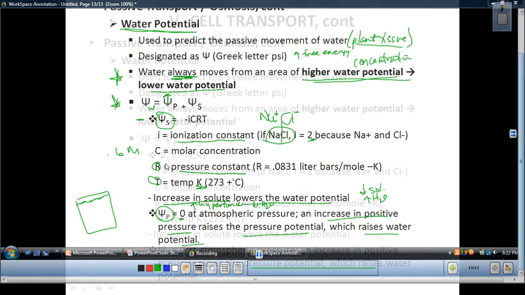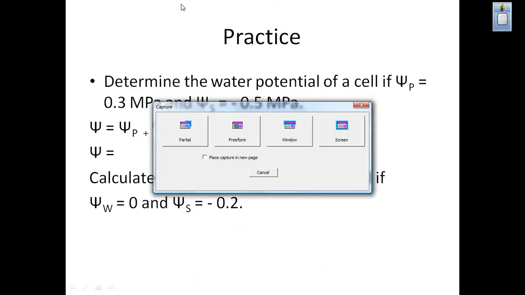Okay? So let's do a little practice. I have a few little basic ones, and then we'll get into one that's a little bit harder.